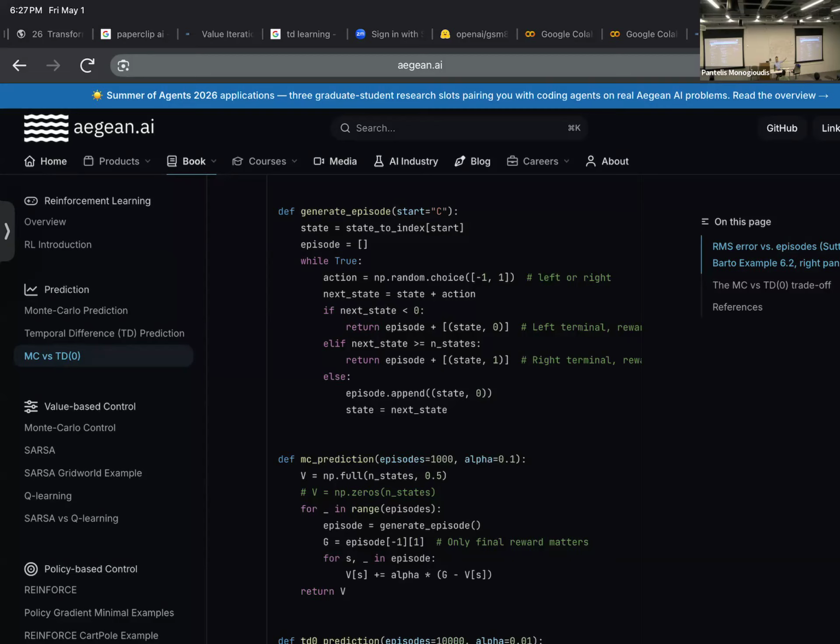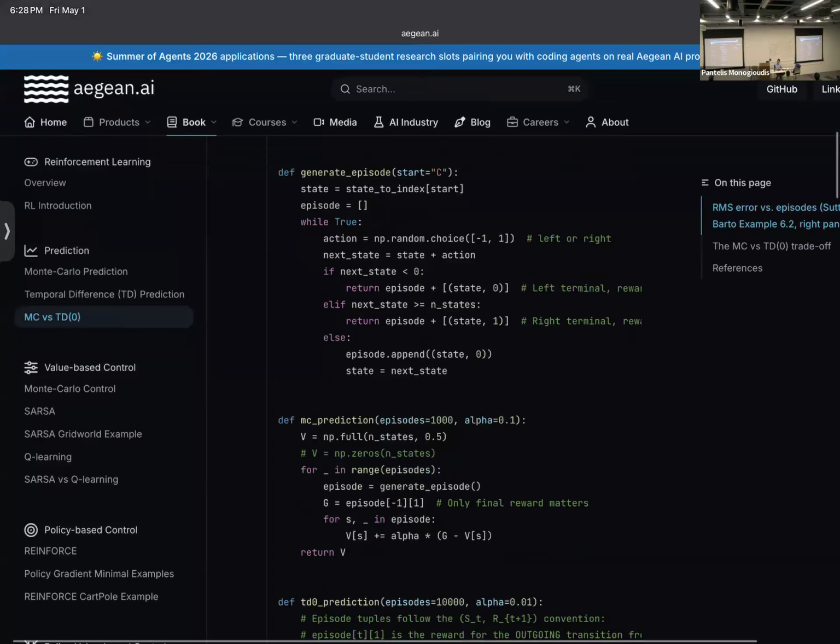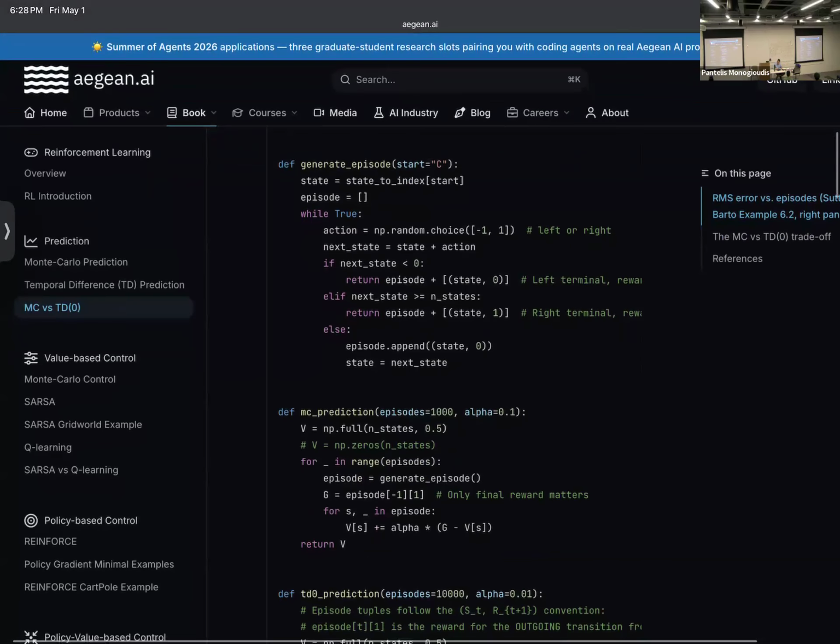Someone may ask you to write down some pseudocode during the final exam. I don't know, and don't quote me on that because I have not developed the exam yet, but it's a very reasonable kind of pseudocode. While true, pick an action, give us the next state, which is not deterministic here, but with some probability the action will reach that state. Okay, and then actually, hold on a second.